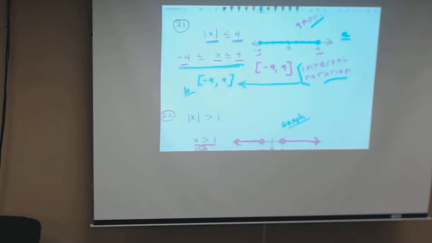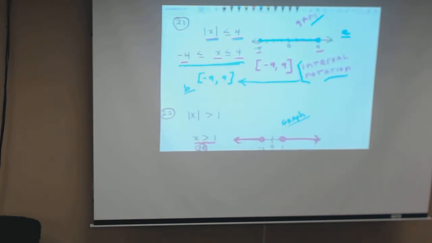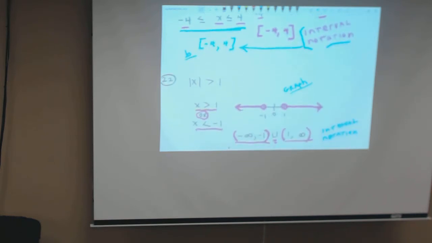So let's do number 22. The absolute value of x is greater than 1. Since it says greater than, I go x is greater than 1, or x is less than -1. So x is greater than 1: I put a circle at 1 and go to the right. Or I put a circle at -1 and go to the left. The circle means it doesn't equal 1, it just becomes infinitely close to 1 from the negative side. So there's the graph.